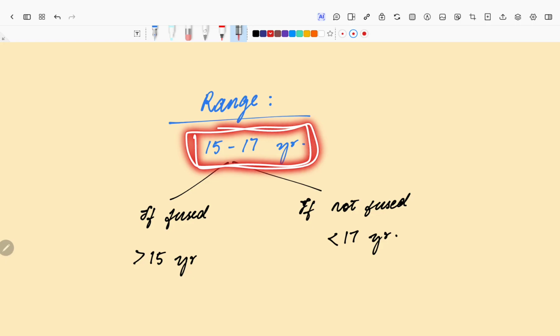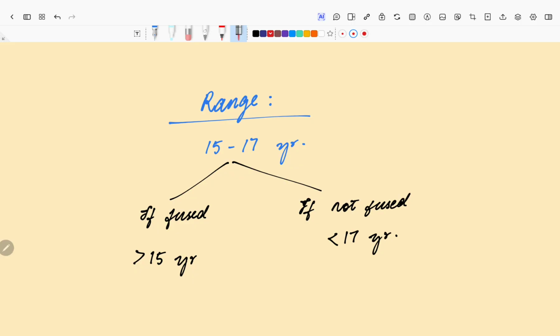Say one end of a bone fuses at 15 to 17 years. That means if it is fused, a person is more than 15 years, more than the lower limit. Okay, and if it is not fused, that means a person is less than 17 years, meaning you're giving that time frame of 2 years for the bone to be fused.